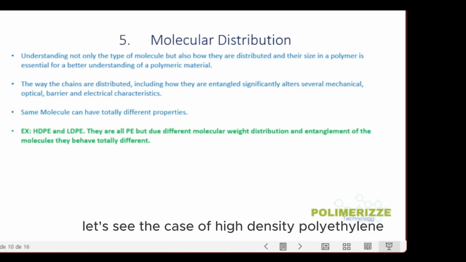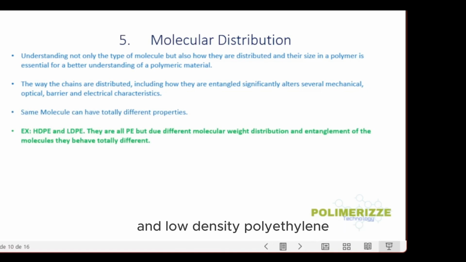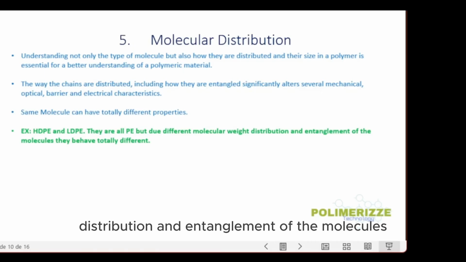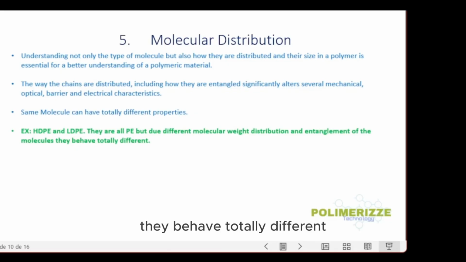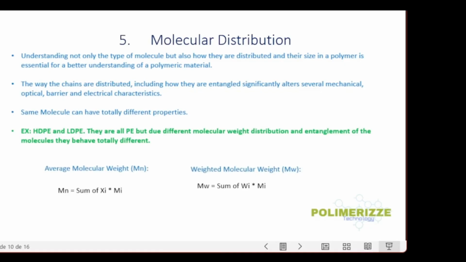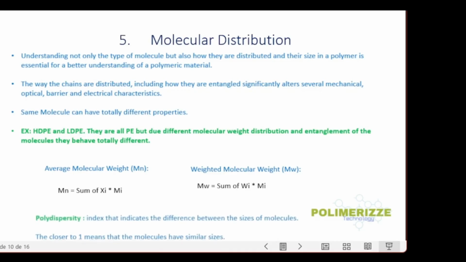Let's see the case of high-density polyethylene and low-density polyethylene. They are all polyethylene, right? But due to different molecular weight distribution and entanglement of the molecules, they behave totally differently. It is possible to calculate the average molecular weight or the weighted molecular weight, which is more practical and realistic.